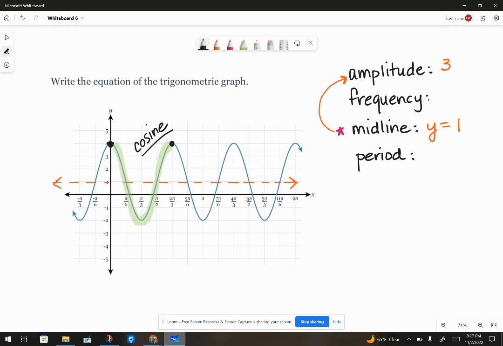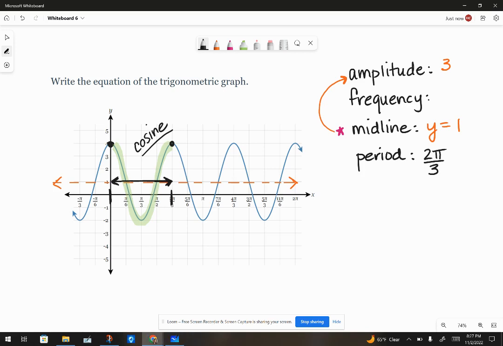So you are going to go from left to right on this graph. If you start from here and you go all the way this way, the length of that graph horizontally is 2 pi over 3, because it starts at 0 and it ends at 2 pi over 3. So my period is 2 pi over 3.